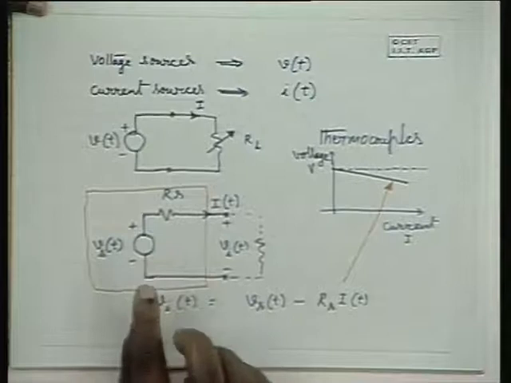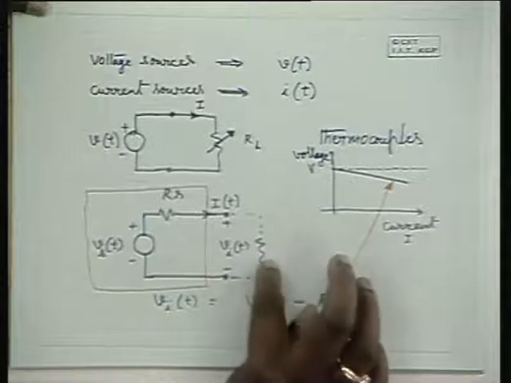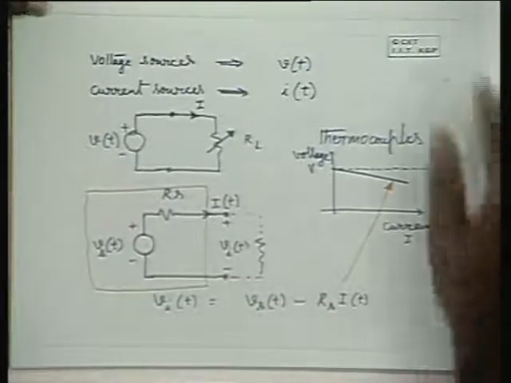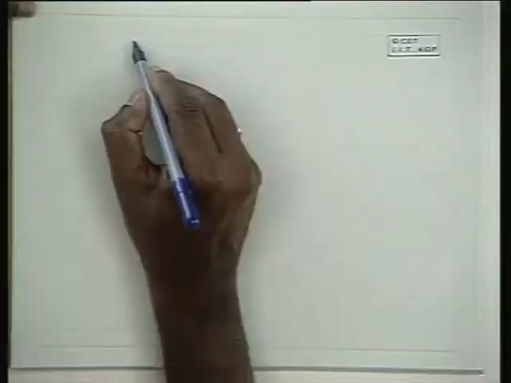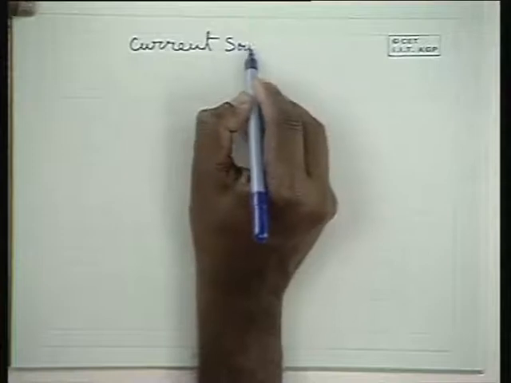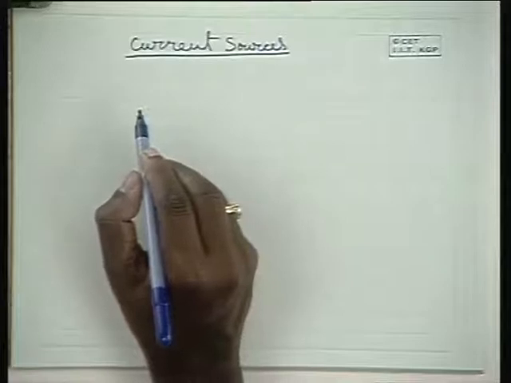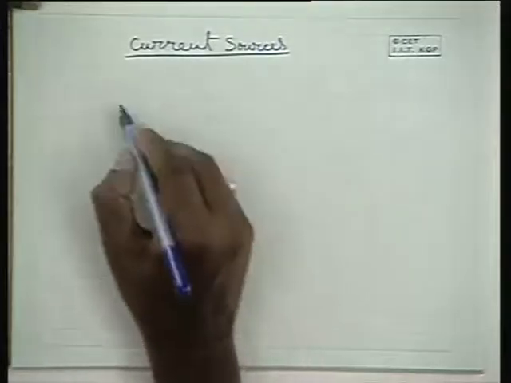So for voltage sources where the source resistance is relatively small compared to the load resistance, the source can be treated as a voltage source. On the other hand, you have some sources which can be treated as current sources, because the current from the source is independent of the load resistance.